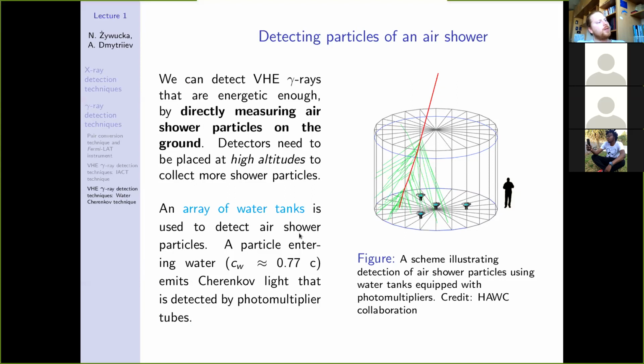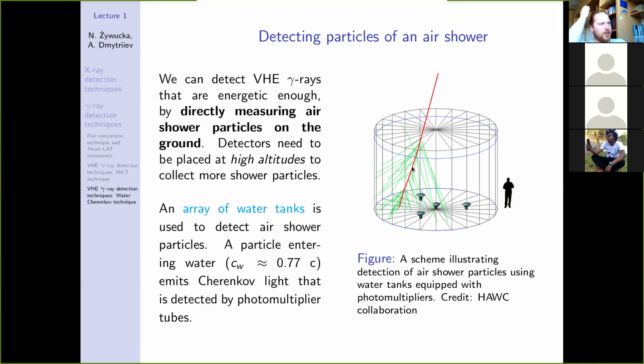So what is the speed of light? The speed of light in water is around 0.77 of the speed of light in vacuum. So particles are much faster than that, and so they emit Cherenkov emission while moving through the water.